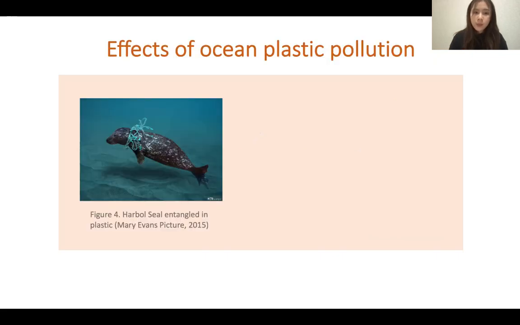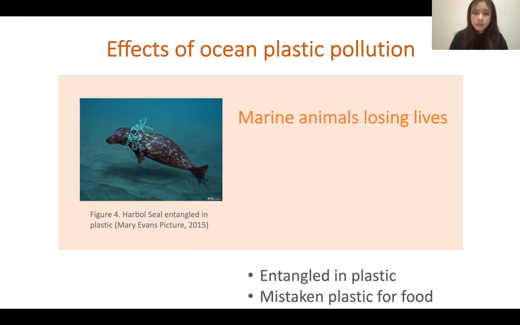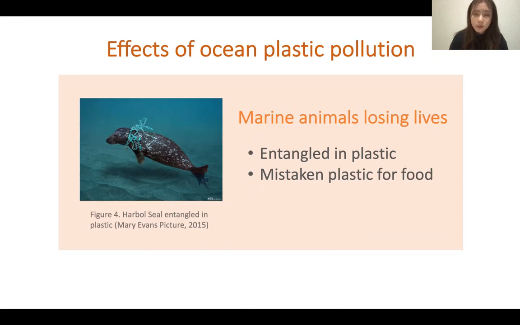Other than that, many marine animals such as whales, seabirds, and turtles also lost their lives because of plastic. Some of them were entangled in the plastic, and some mistook plastic for food. So from the smallest bacteria to the largest whales, plastic impacts almost all of the living things in our ocean.